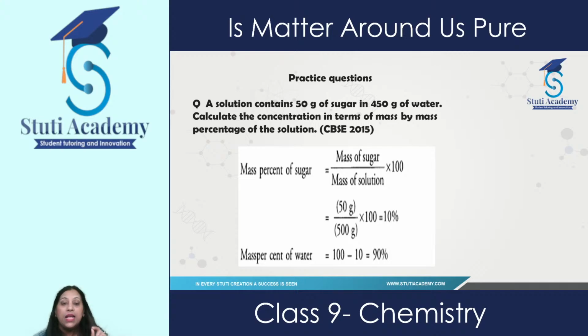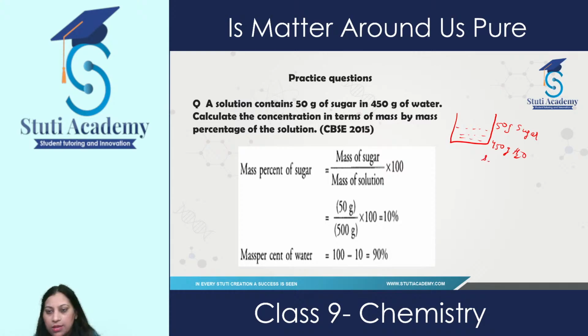Next question is, a solution contains 50 gram of sugar in 450 gram of water. One solution is there. We have this solution in which 50 gram of sugar is dissolved in 450 gram of water. So here again, water is a solvent and sugar is a solute. Calculate the concentration in terms of mass by mass percentage of the solution.